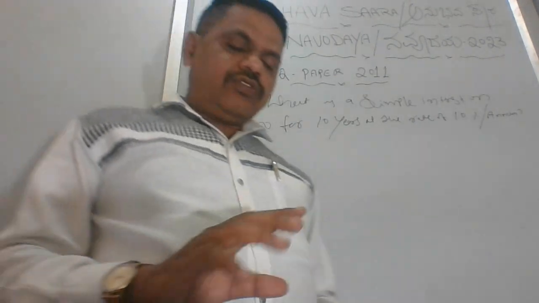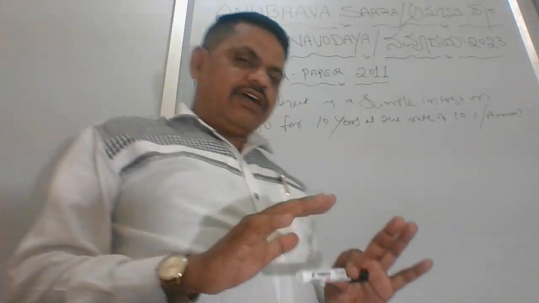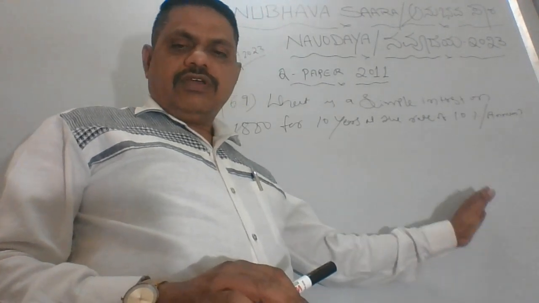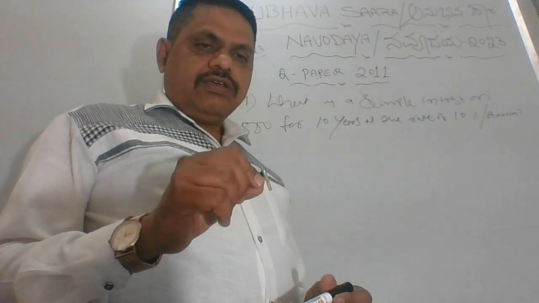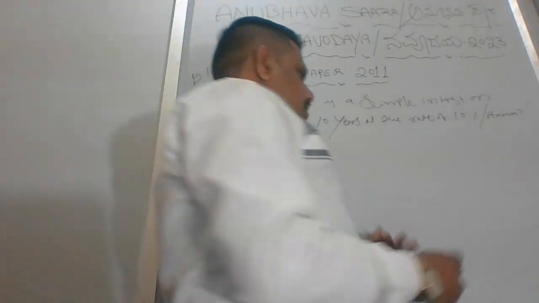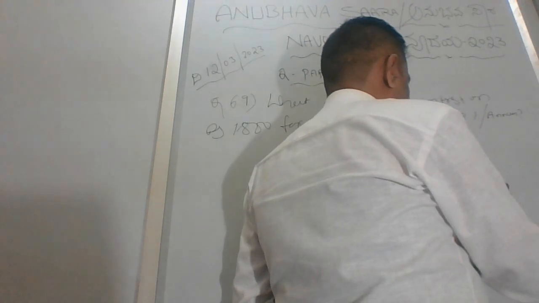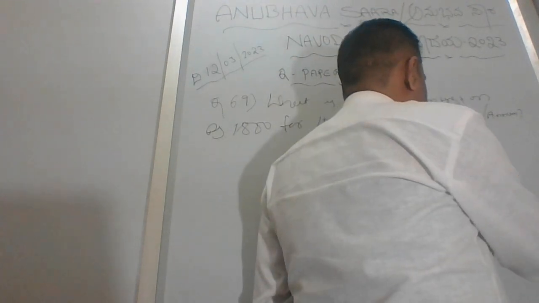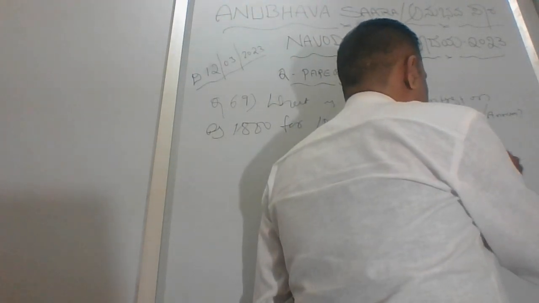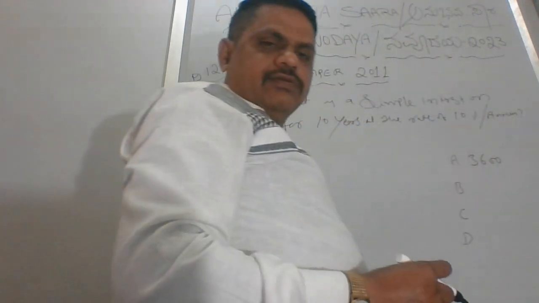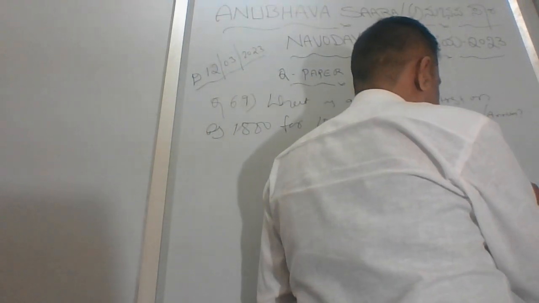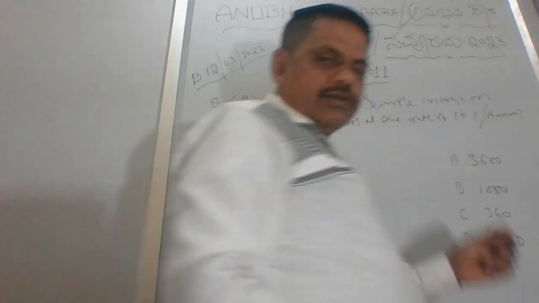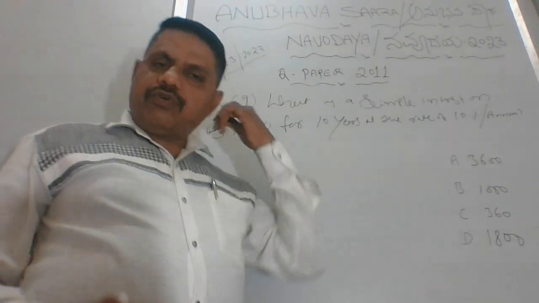So here there are 2-3 levels of conditions that I will explain to you. Before that, I will note down the options. Let us write options A, B, C and D. A is 3600, 1000, 360, 1800. So these are the 4 options.